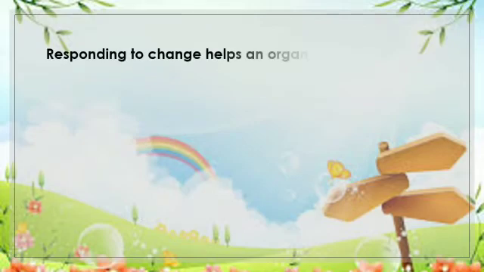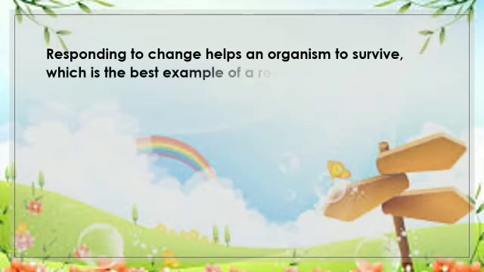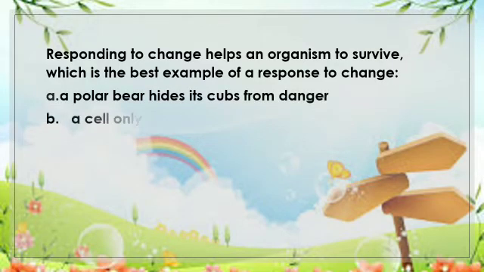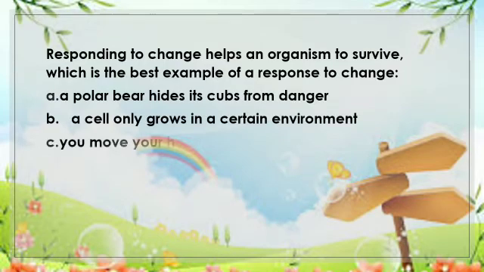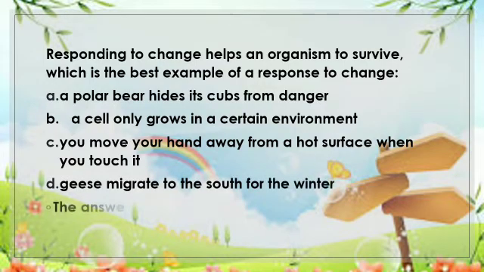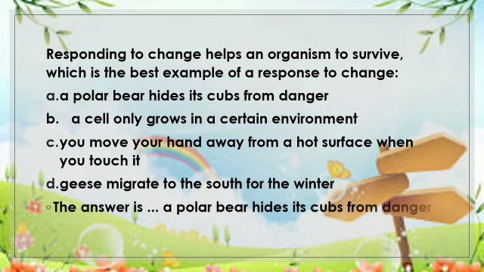Responding to change helps an organism to survive. Which is the best example of a response to change? A. A polar bear hides its cub from danger. B. A cell only grows in a certain environment. C. You move your hand away from a hot surface when you touch it. D. Geese migrate to the south for the winter. The answer is A. A polar bear hides its cub from danger.